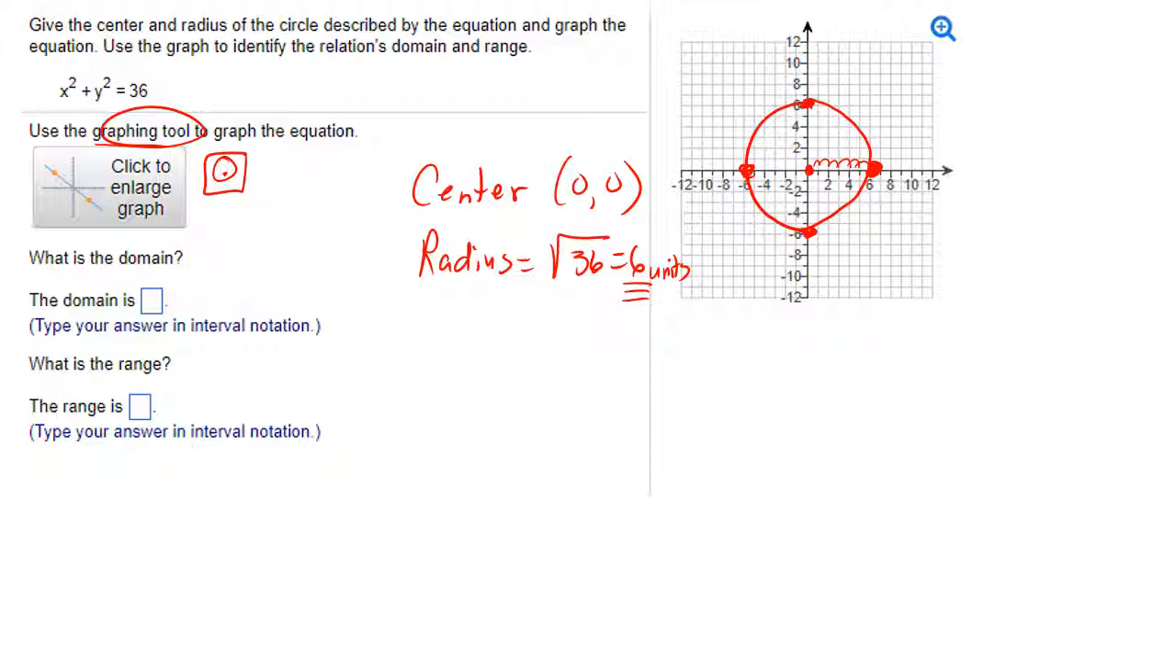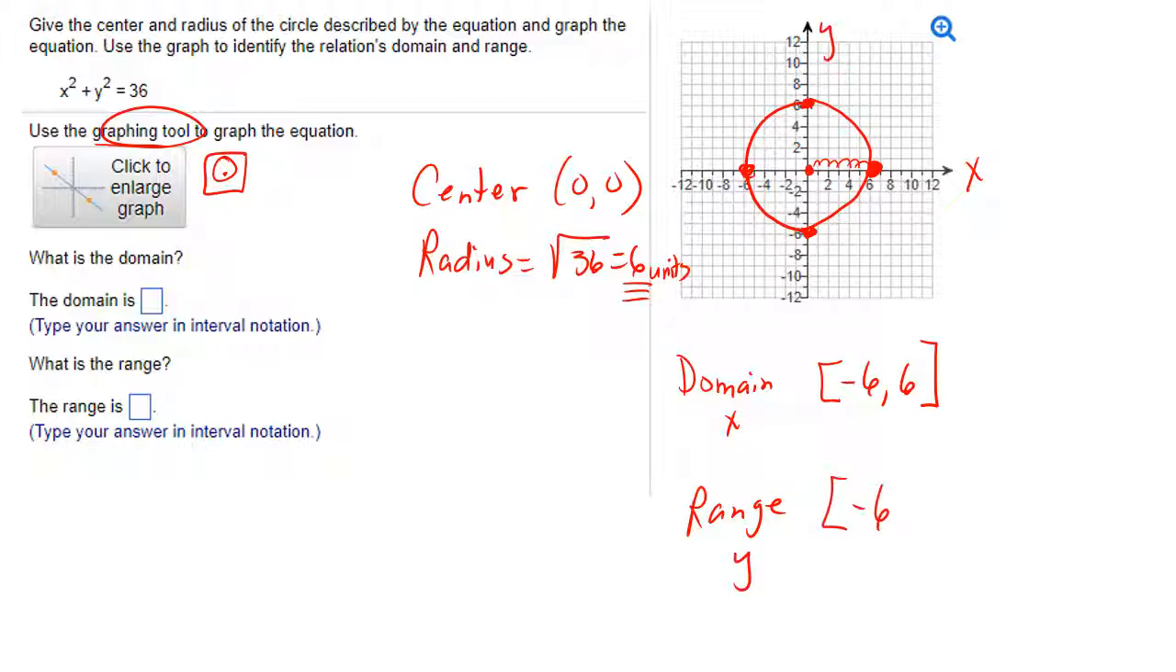Now, what is the domain? The domain, remember, would be the x values. The domain, the numbers on the x-axis, range from -6 to +6. The range, which would be the y values on the y-axis, those range from -6 to +6.